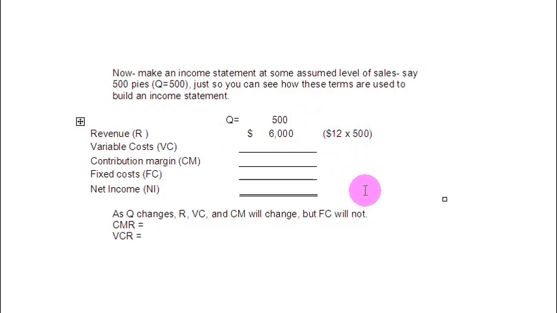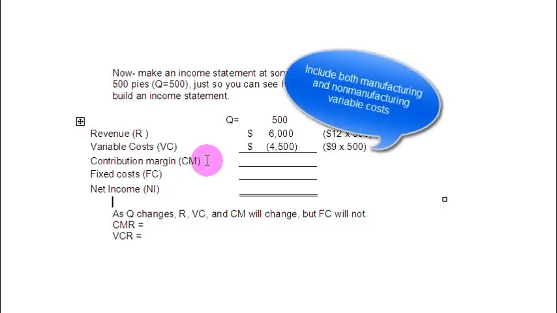Compute variable costs the same way. Per unit variable cost we computed to be $9. $9 times 500 pies is total variable cost of $4,500. Contribution margin, we learned this definition earlier. It's just sales revenue minus all variable costs. Note that variable costs include product variable costs and period costs. So all variable costs get deducted when you go from revenue to contribution margin.